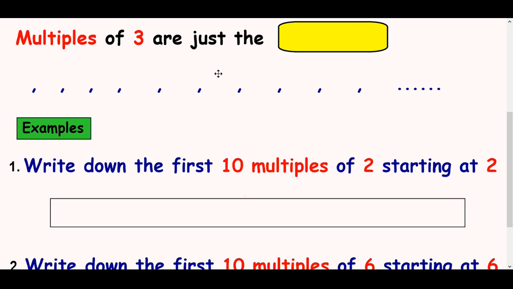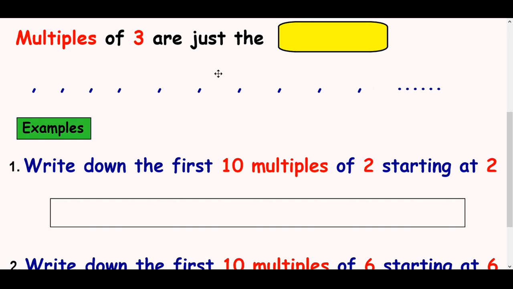In this lesson, we're going to look at what multiples are. So let's try and understand firstly what multiples of 3 are, because we can apply it to 3, we can apply it to any number. So multiples of 3 are just the results of the answers to what you multiply 3 by.